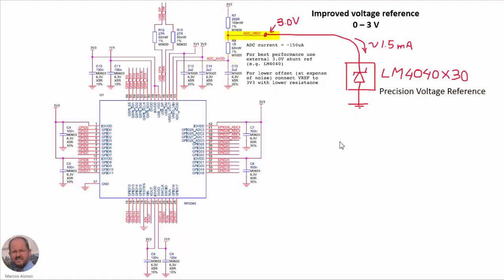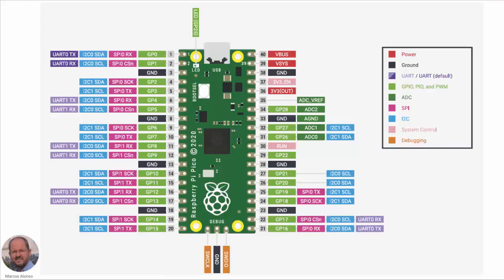So if we want to improve the voltage reference as it is suggested in the board datasheet, we can do like this. We can connect a precision voltage reference to this point, which is available on the connector, and with this we can generate here a very accurate 3-point voltage reference, and then this resistance here is used to supply a current of around 1.5 milliamperes into the precision voltage reference. With this we know the most important features of the board.